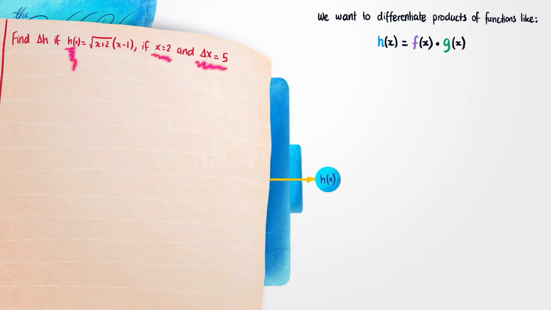I've also chosen h of x so that it's the product of two different functions, root x plus 2 and x minus 1. Now, it's going to help to visualize this with a function machine, so let me go ahead and do that too.